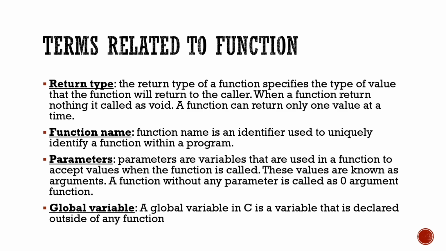And one more term, global variable. Now we have learned in limitation that a variable declared inside a function cannot be accessed outside the function. So when we require a variable that should be accessed by all the functions, at that moment we can declare a variable outside all the functions. Then this variable is called a global variable.